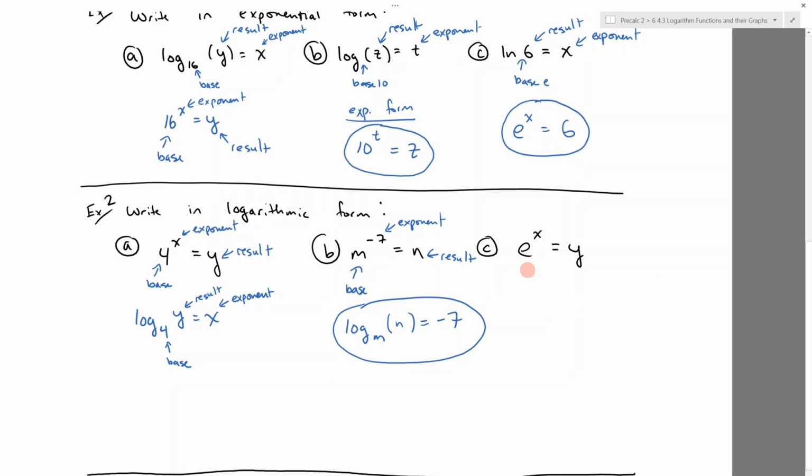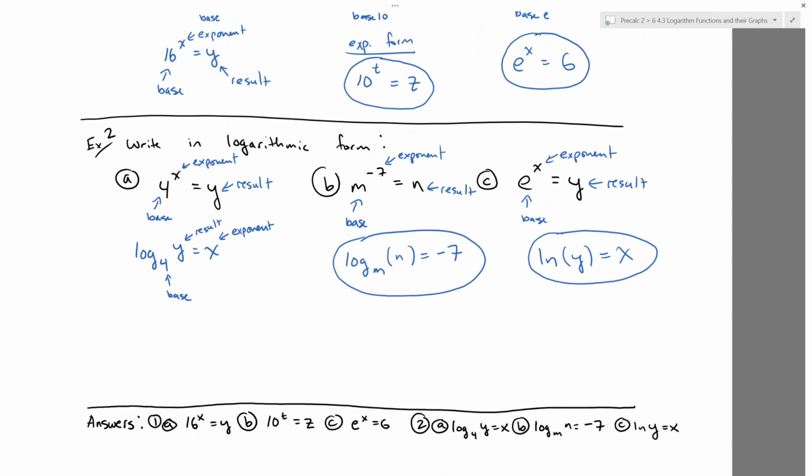And then here, the base is e, so we should use the natural log, exponent, and result. Again, base is e, so we use the natural log. What goes with the natural log is the result, so we have ln of y, and it's equal to the exponent, which is x. And then we can check our answers at the bottom here.